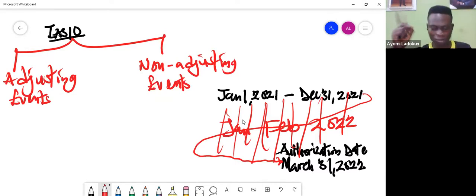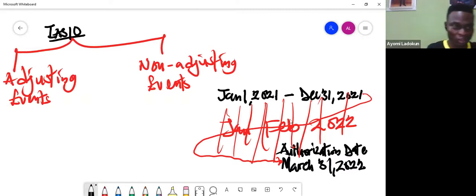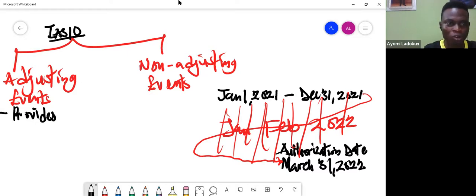You need to listen to me now, because you must understand these 2 events clearly, because both of them occur after the end of the reporting date, but before financial statements are authorized for issue. So how do I know which one is an adjusting event and which one is a non-adjusting event? According to IAS 10, adjusting events are those events that provide further evidence of conditions.